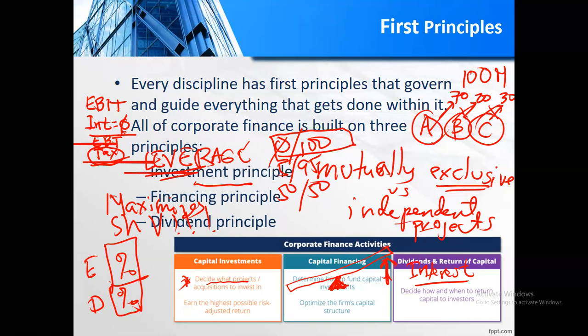That's a better proposition. So that comes from your investment principle. Sorry guys, mukhang hindi nyo nababasa yung ibang nakasulat dito.